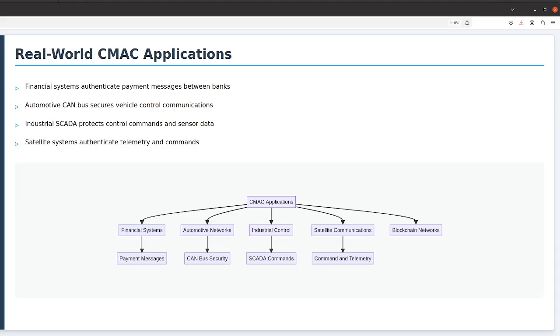Blockchain and distributed ledger systems can use CMAC for creating authentication chains and verifying message integrity between nodes. While many blockchain systems use hash functions, permissioned blockchains might use CMAC for authenticating inter-node communications.